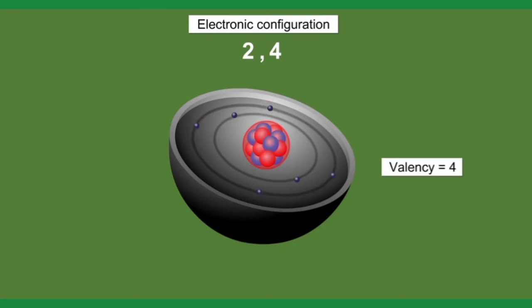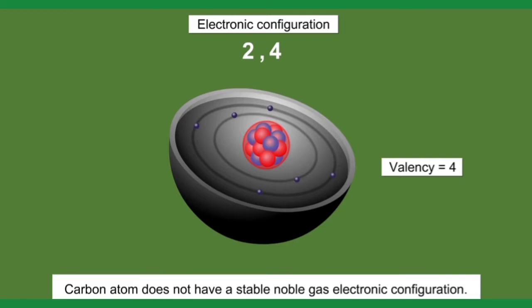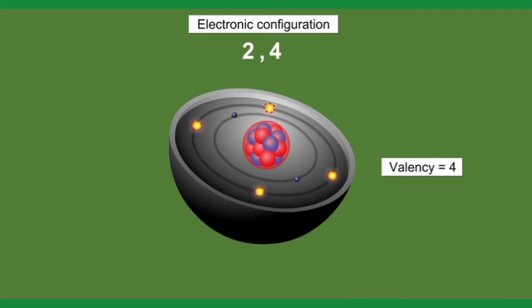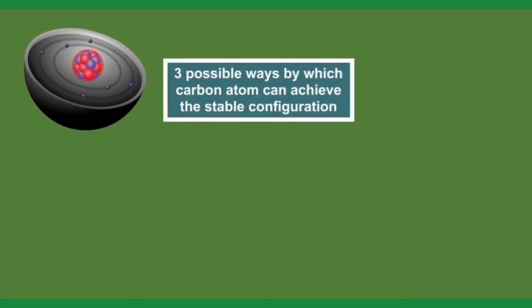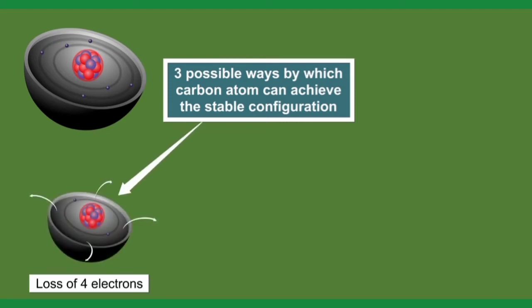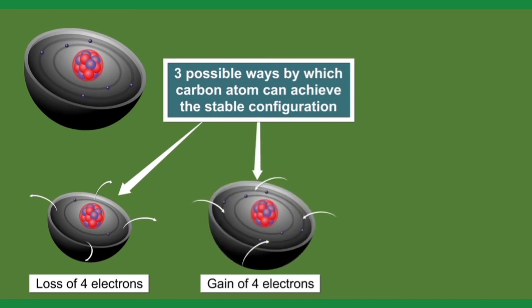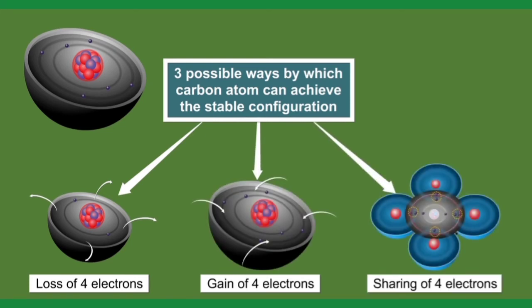So, a carbon atom does not have a stable noble gas electronic configuration. The presence of 4 electrons in its valence shell suggests that there are 3 possible ways by which a carbon atom can achieve the stable configuration. These include the loss of 4 electrons, the gain of 4 electrons, and sharing of 4 electrons. Let's discuss these possibilities one by one.